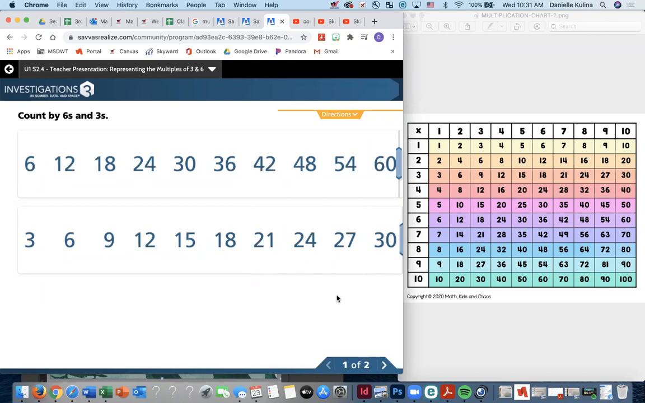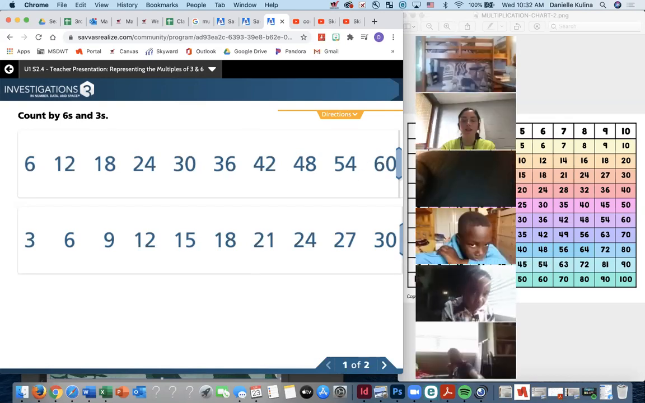I want you guys right now. Let's look at the relationship between the multiples of 3, which are these bottom ones, and the multiples of 6, which are the top one. What does the 8th person say? So this is 1, 2, 3, 4, 5, 6, 7, 8, 9, 10. What does the 8th person say if they count by 6?